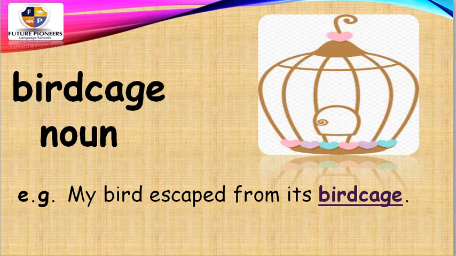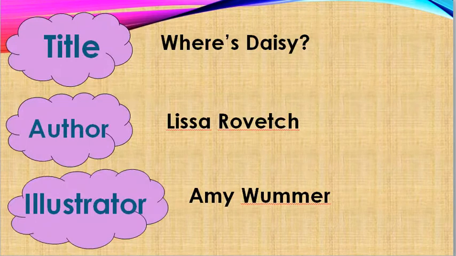As we know, for any story, we have story elements. What are the story elements? Let's remember together. First, the title. And as we know, the title is the name of the story. Where do we find the title? On top of the cover of the story. Our title here is Where is Daisy? Where is Daisy is the name of our story.